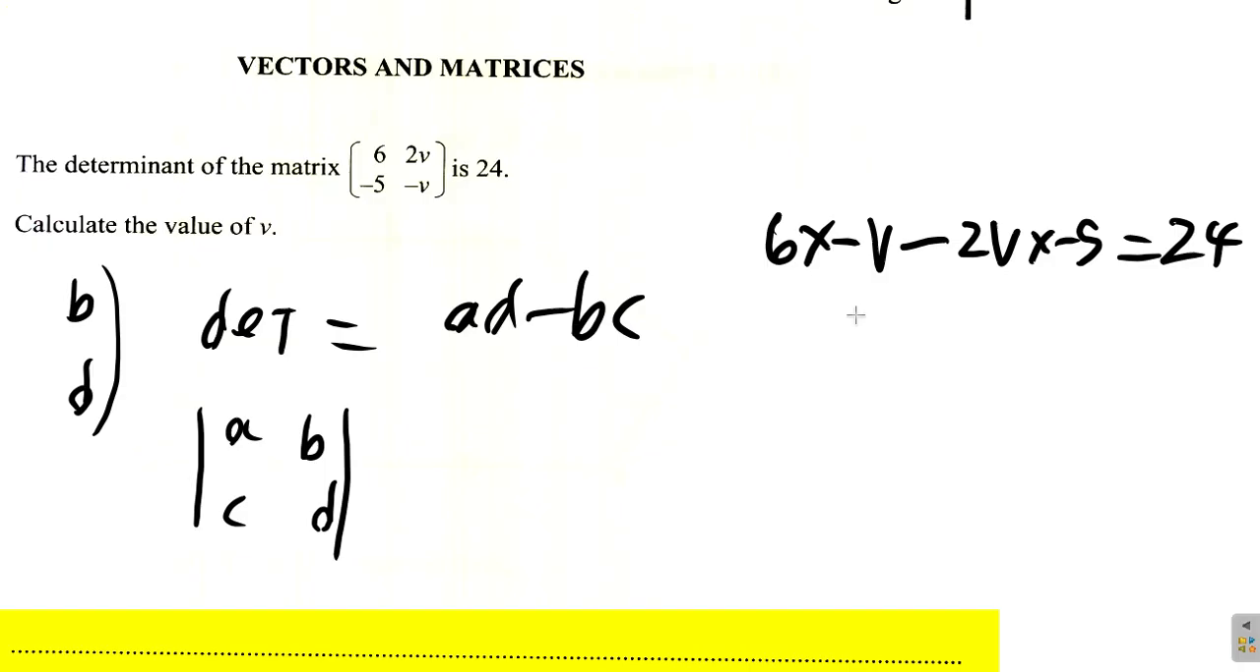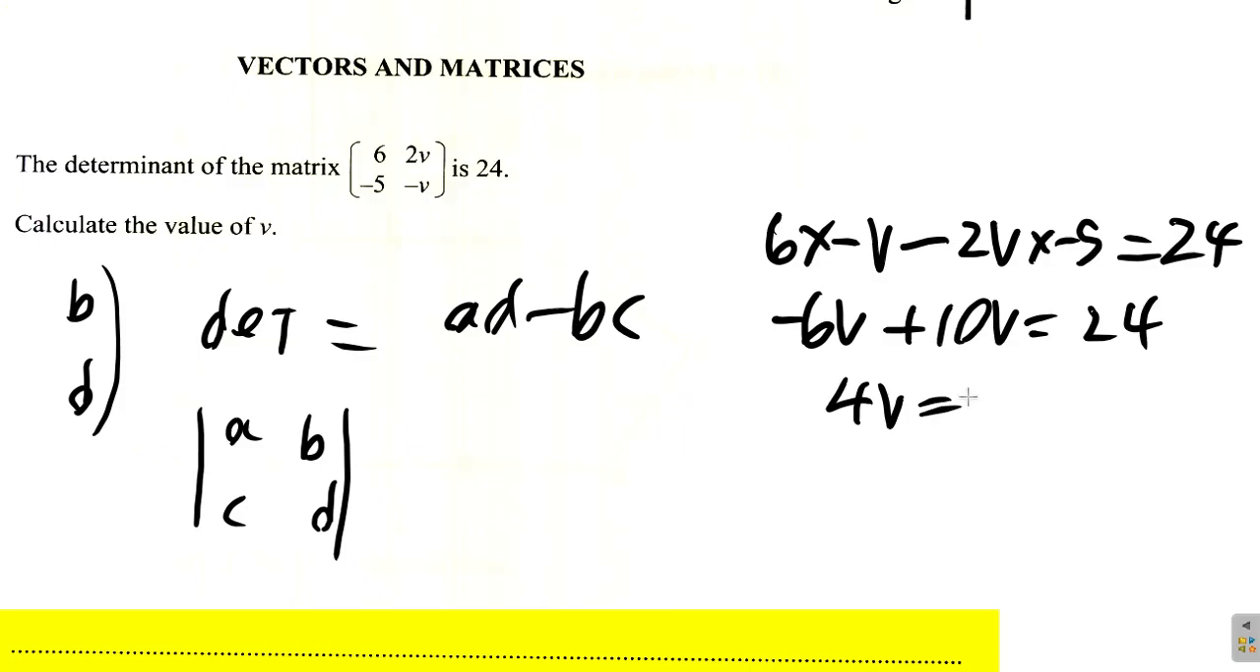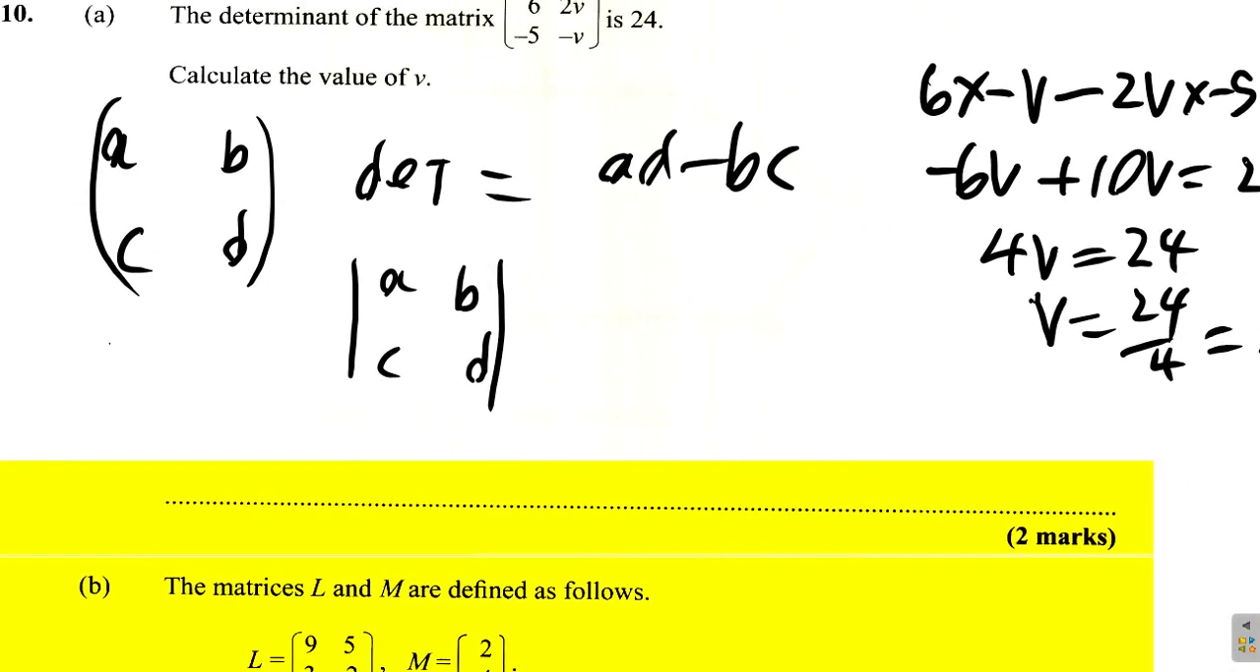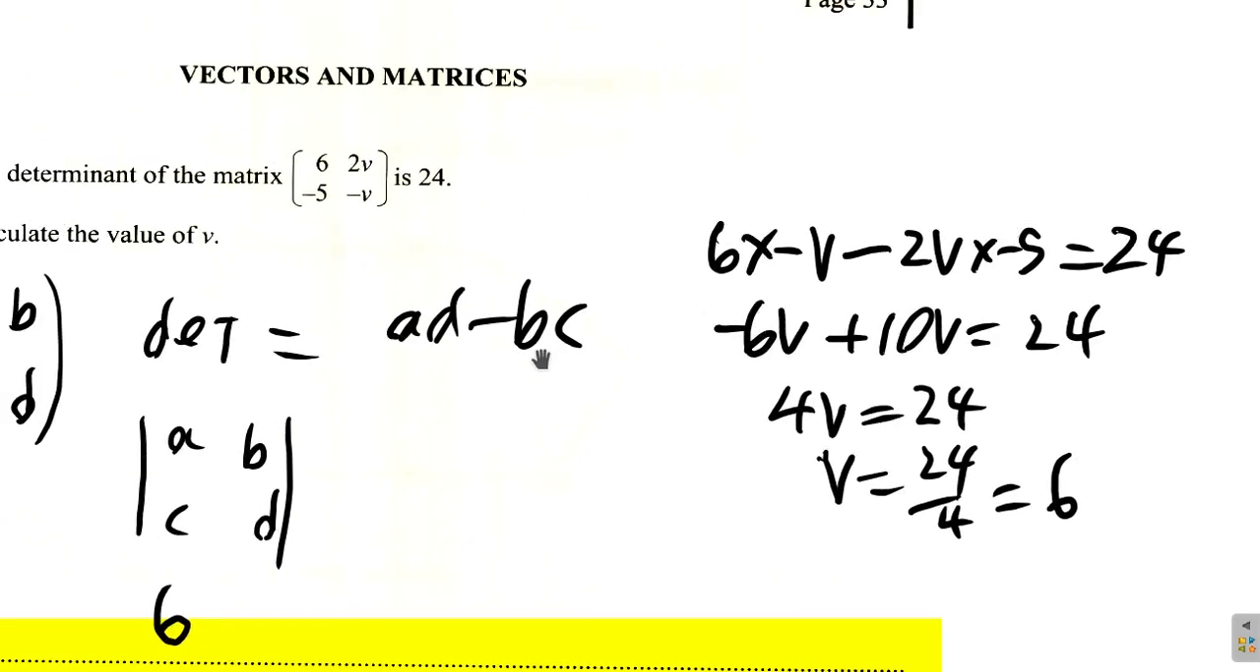So this is negative 6v, minus times minus is plus, 2 fives, 10v equals 24. You see that? Negative 6v plus 10v is going to be 4v equals 24. Dividing both sides by 4, v is equal to 24 over 4, which is 6. So in this case, v is 6. That is your answer there, 6.